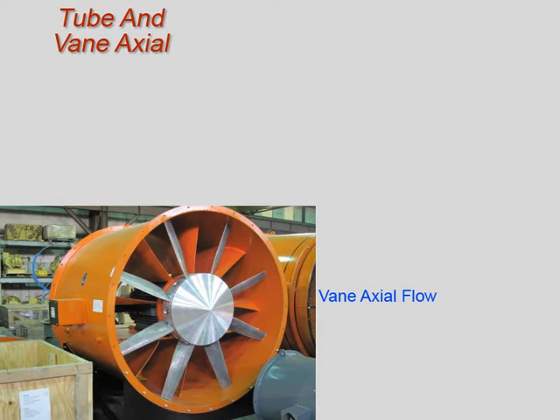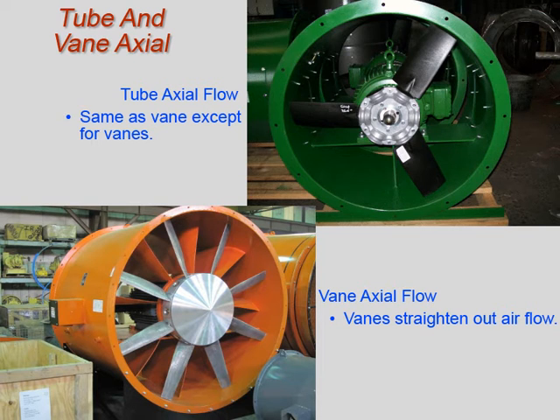The name vane axial is derived from the vanes which are located immediately before or after the impeller. The vanes are designed to straighten out the spiraling flow of the air from the impeller blades to increase the efficiency. The tube axial fan is the same as a vane axial fan except that it has no vanes. Fans of this type operate at low pressures and are usually installed so that they do not discharge through ductwork.